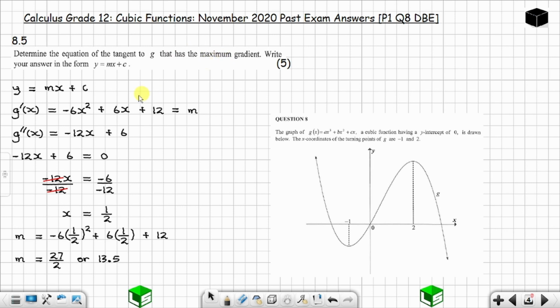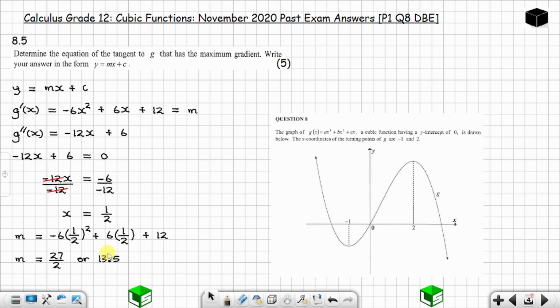So we found it by first taking the derivative of the gradient, right? And then we make it equal to 0, and then you solve for the x value. When you get the x value, you plug it in there to find out what the maximum gradient is. Okay, so this is the maximum gradient.